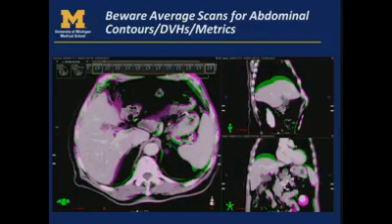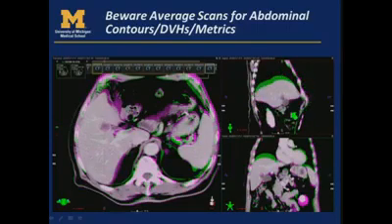One thing that I want to mention, which I think is really important, especially for abdominal tumors, which may not have the same effect in lung, is to be aware of using your average scan from 4DCT for contouring, making DVHs, metrics. So many of us plan on the average scan, which is great because we can see the blurred diaphragm, we can use it for IGRT, but you have to be very careful about using it for normal tissue contouring. So this is just an example with the windows opened up of the exhale phase versus the average scan.